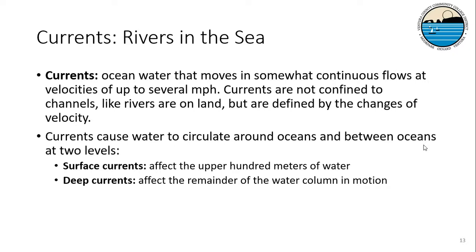Sometimes you would be wading in the ocean, and you feel a slight change in temperature that might have to do with a surface current, and this can affect the first few hundred meters of water or so. And then we also have deep currents, and these affect the remainder of the water column in motion. And so surface currents and deep currents affect different parts of the ocean, of course.